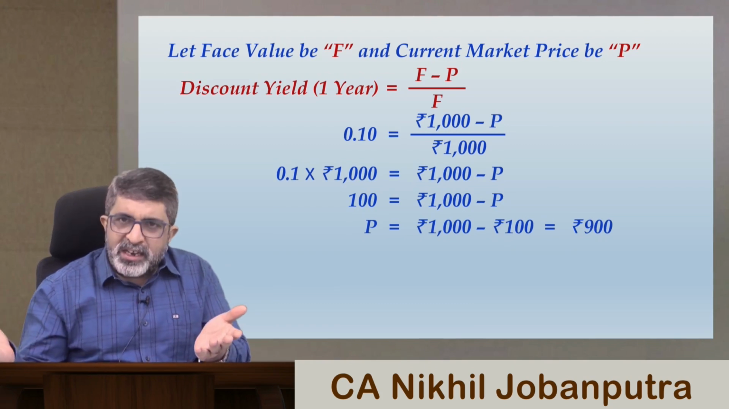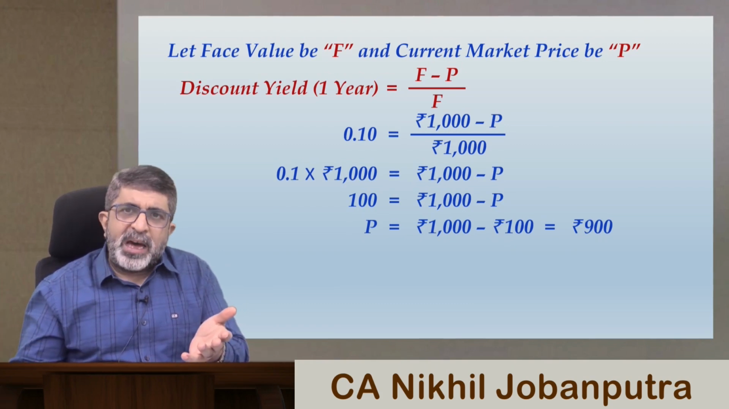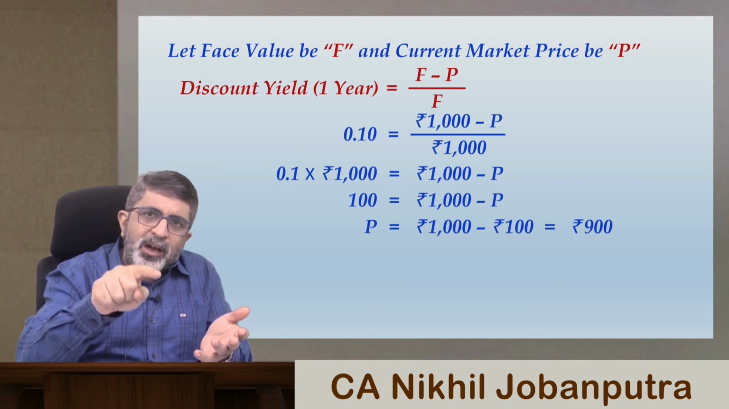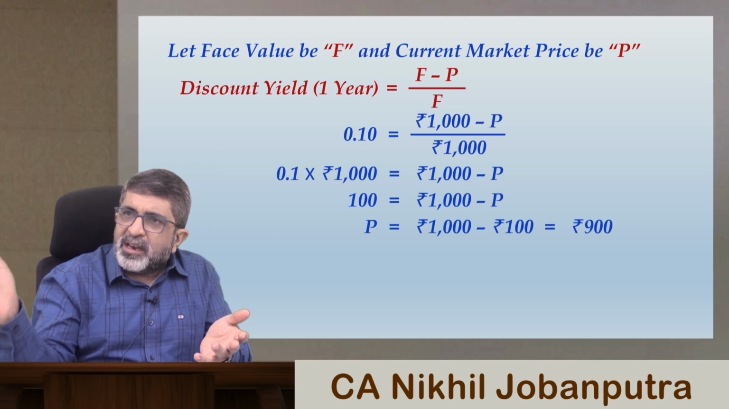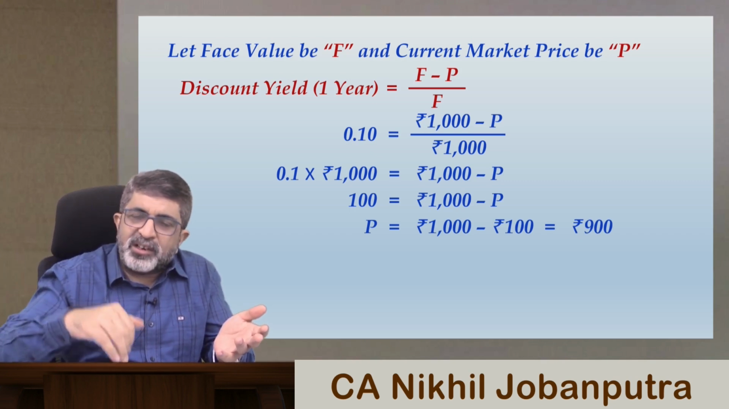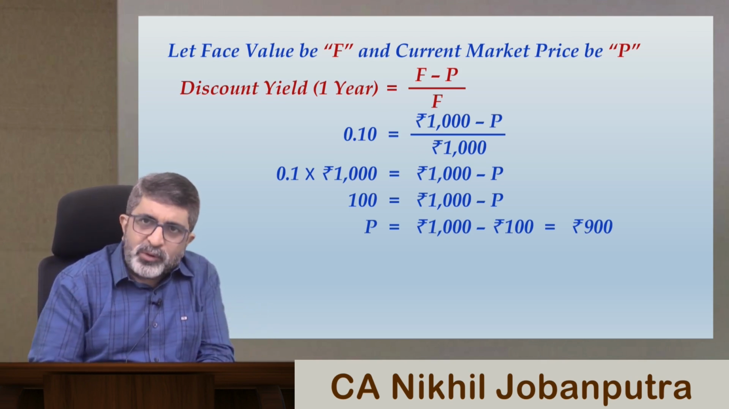Okay, 1 year time period, 1000 rupee par value instrument is traded at 10% discount yield. So the price of the instrument will be 10% discount over the face value. So face value minus 10%, that is 1000 minus 10%, will give you 900.